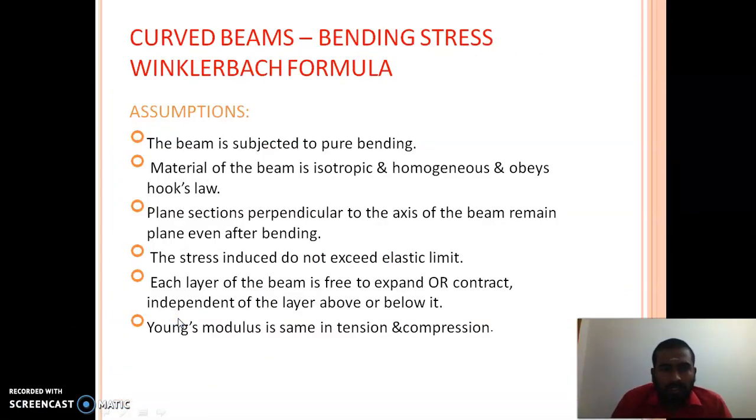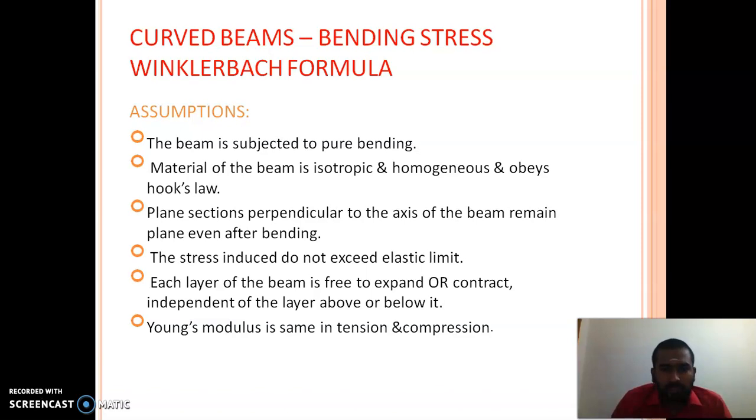So before going to any derivation, we are going to derive the bending moment equation for curved beams. This equation is popularly called the Winkler-Bach formula. Before going into any derivation, we have to idealize the structure. Here the assumption goes like the beam is subjected to pure bending.